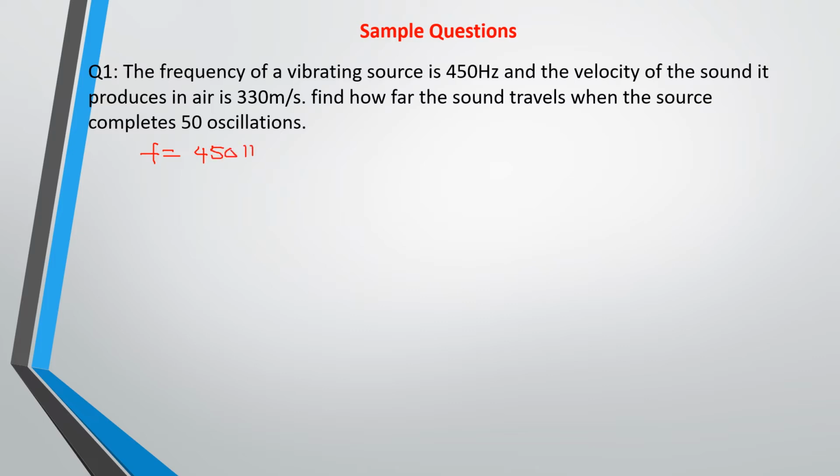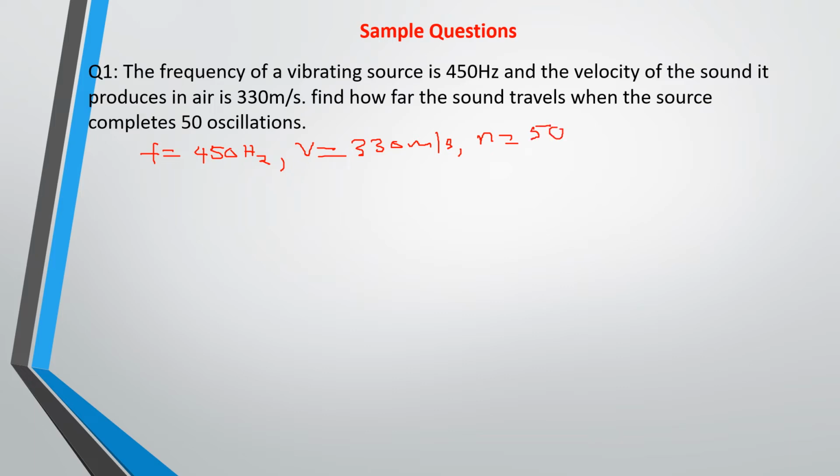Okay, so this is your frequency that has been given to you. Then you are given the velocity of sound to be 330 meters per second, and then you are given the number of oscillations n to be equal to 50.